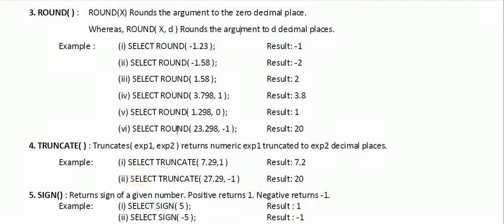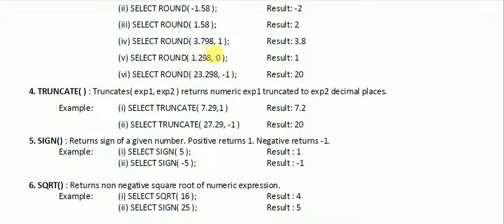The next is TRUNCATE. In the above examples, we have seen that the numbers have been rounded off, but in TRUNCATE it is not rounded off, we are just removing the numbers after that decimal place. So here, as you can see, with 2.27729 and -1, the -1 place is this 2, so it is truncating, meaning it will just place 0 after it. So here you can see the output is 20.